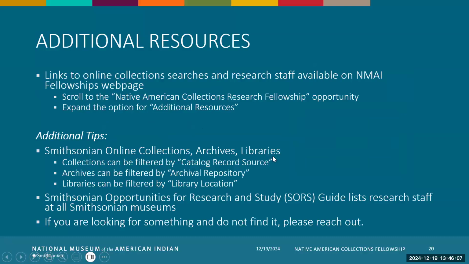Again, I shared with you some of those additional resources that you can find on our webpage under the additional resources section of the fellowship opportunity. And then some final tips: as you're searching Smithsonian online collections, it does search through all 21 different Smithsonian museums. So you can always filter by catalog record source if you're looking at object collections, archival repository if you're looking at archival material, and library location if you're looking at libraries.